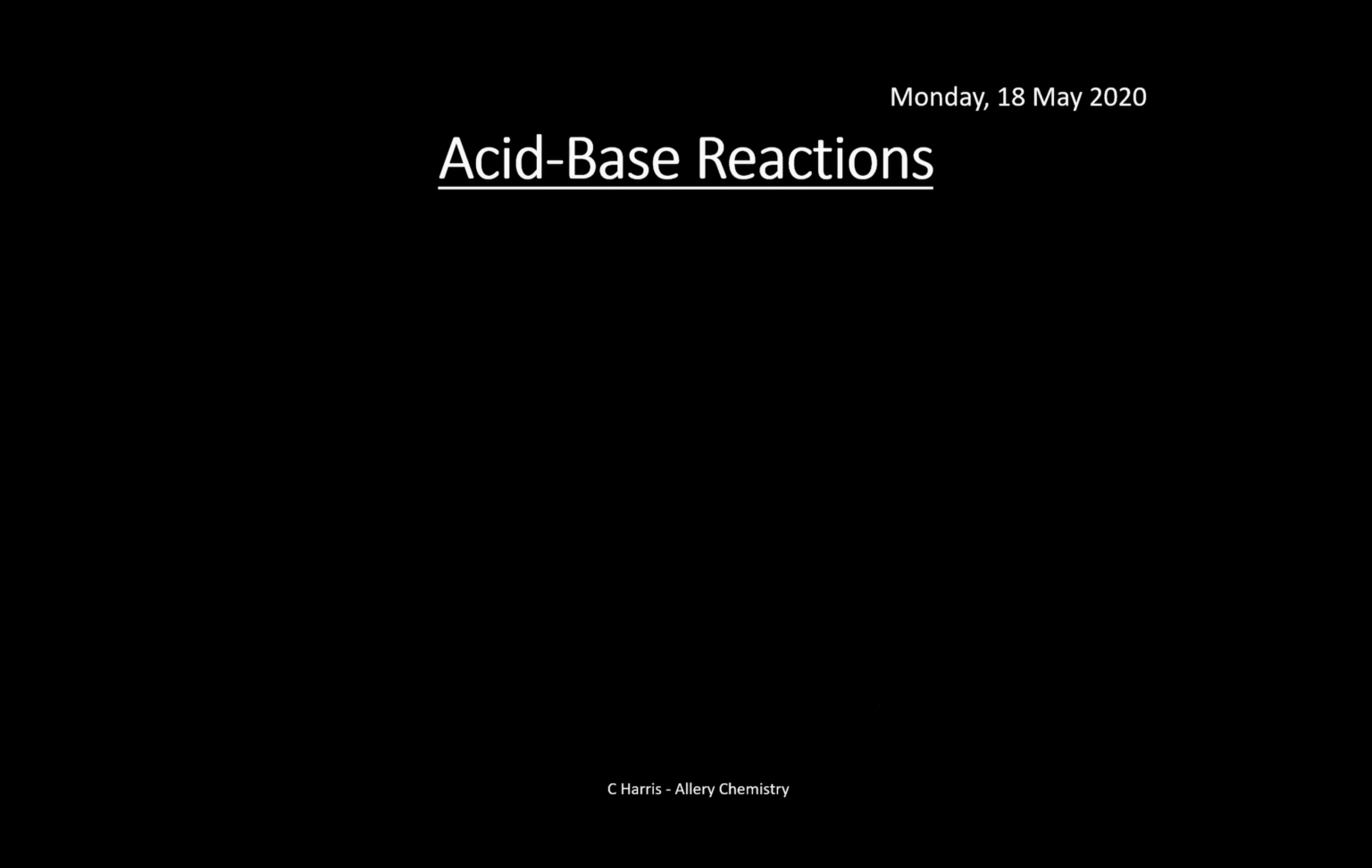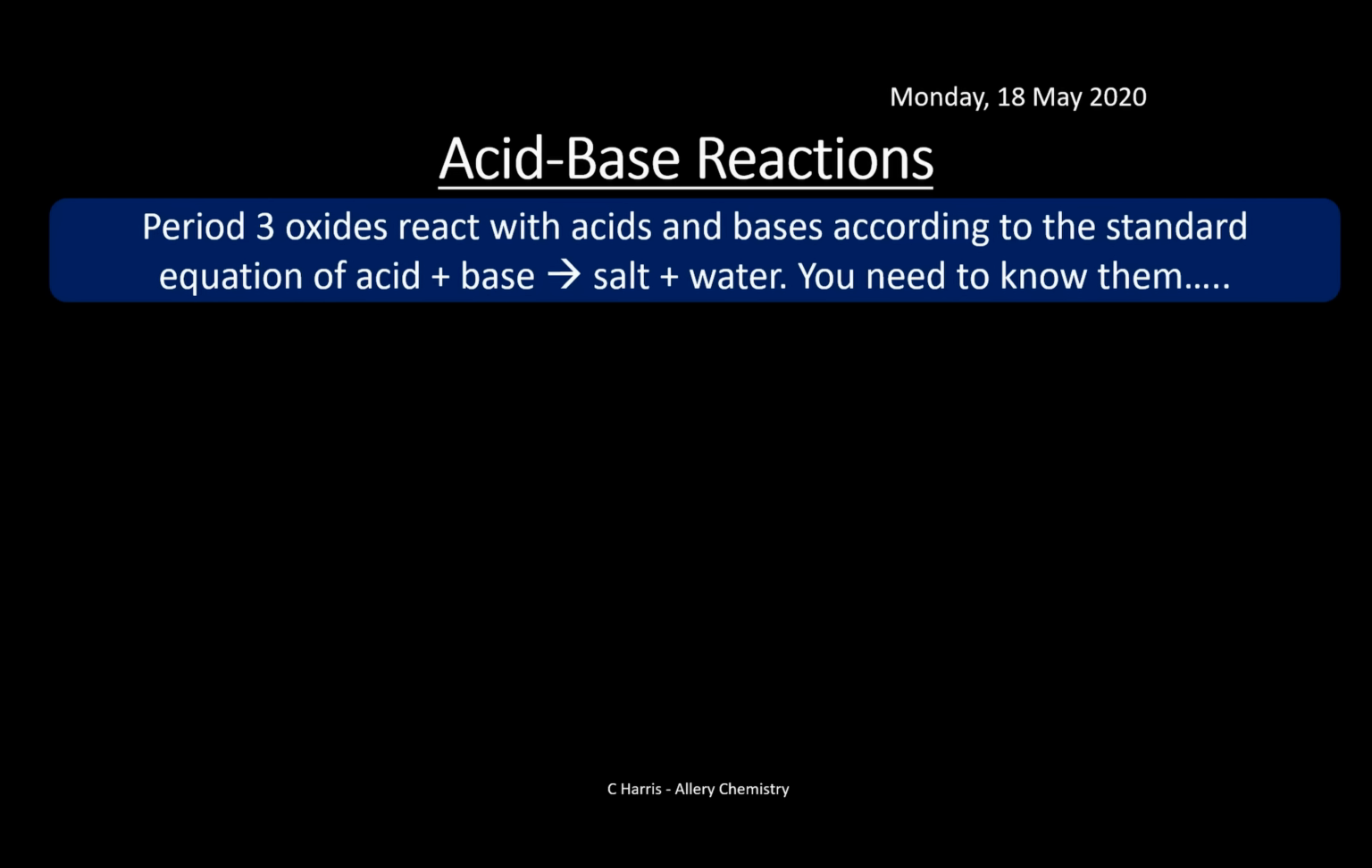Okay, so let's look at some acid-base reactions. We've looked at the period 3 oxides and how they dissolve in water and whether they form acidic or basic solutions. But what we need to know now is how the period 3 oxides actually react with an acid or a base. So we need to know all these reactions. The period 3 oxides react with acids and bases according to the standard equation. Remember, acid plus base gives salt plus water. Classic equation that you need to be aware of.